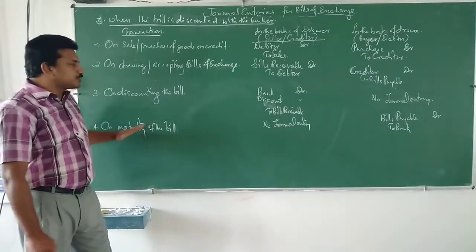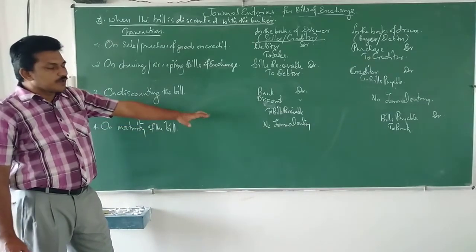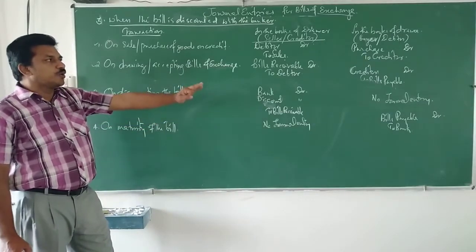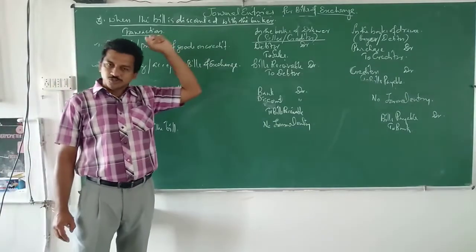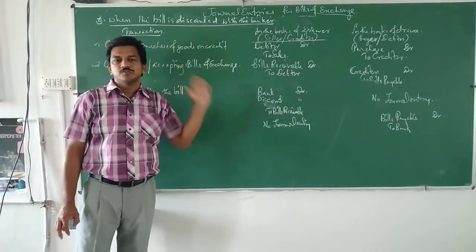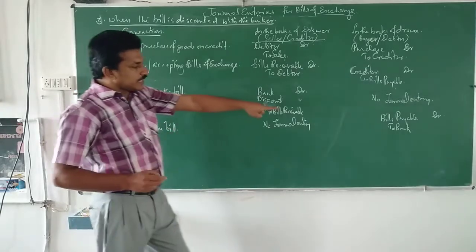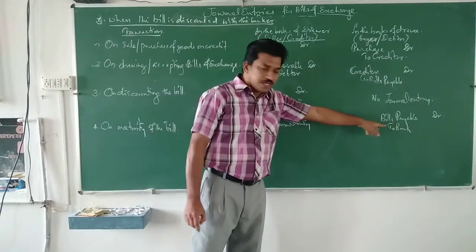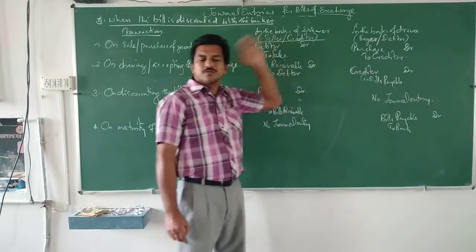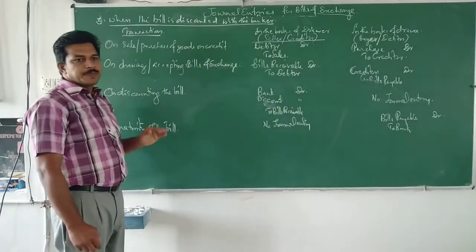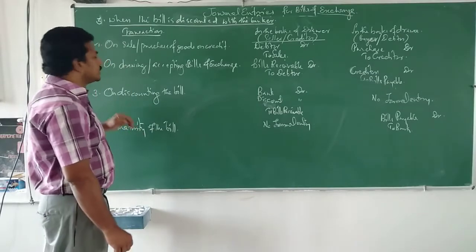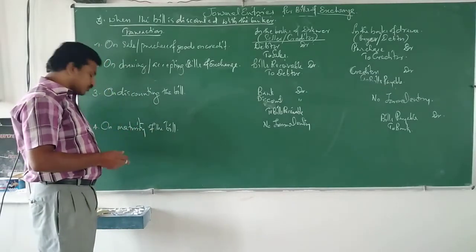Okay. So on maturity, drawer will not make any journal entry, but drawee will write the journal entry as usual: bills payable debtor to bank. That is his journal entry. So here he gives that money to the bank. He can write either cash or bank, whatever it is. No issue. So now let us see the fourth case.